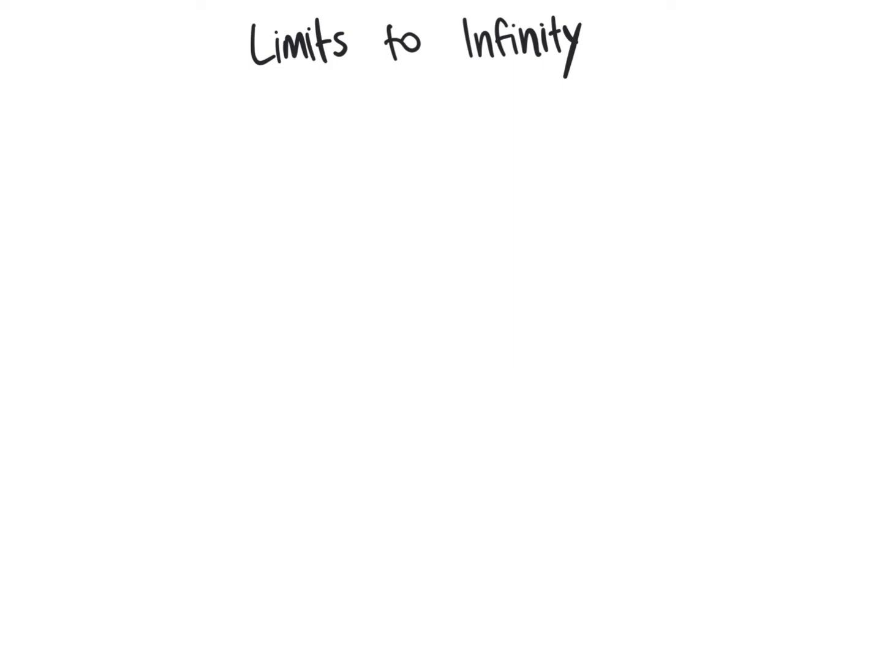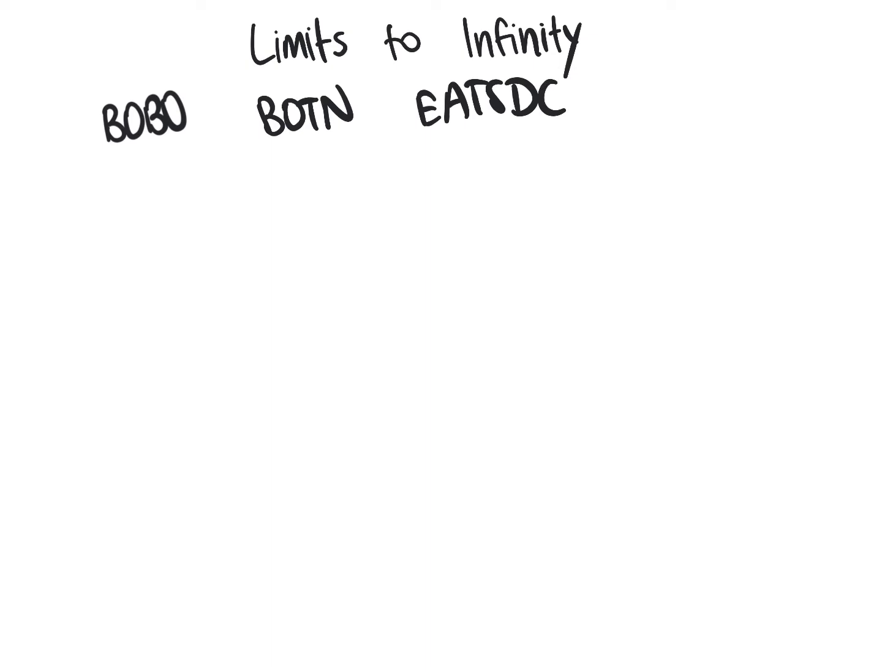So there are three concepts in limits to infinity. You have something called BOBO, BOTN, and EATS. Now we'll get into this in a second, but before I progress on what these exactly mean, I'm going to show you an example of what a limit to infinity means.